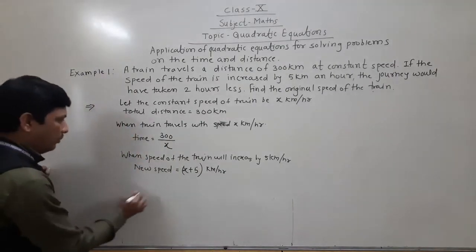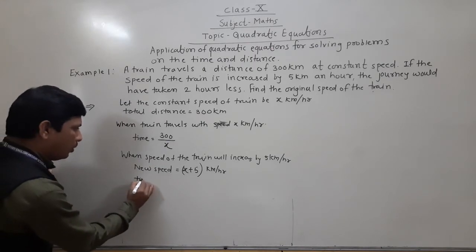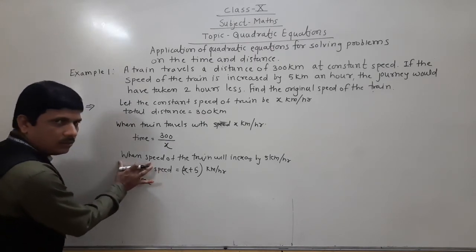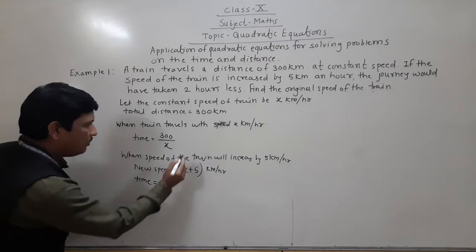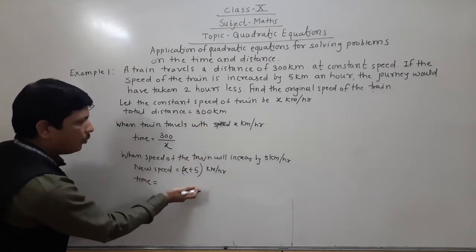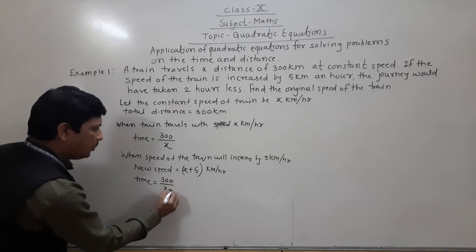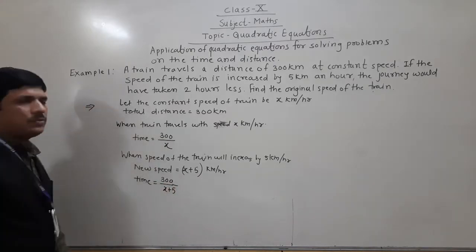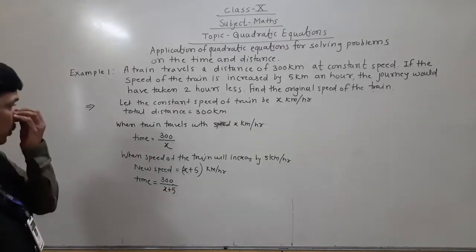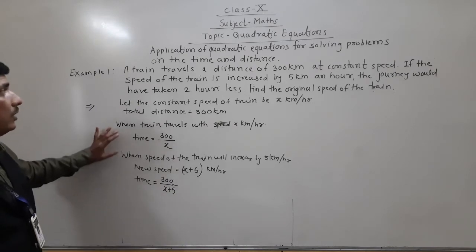So how much time will it take now, according to this situation? Time is equal to again distance upon speed. Distance is same, 300 upon x plus 5. Now we need to think about this. What is given?